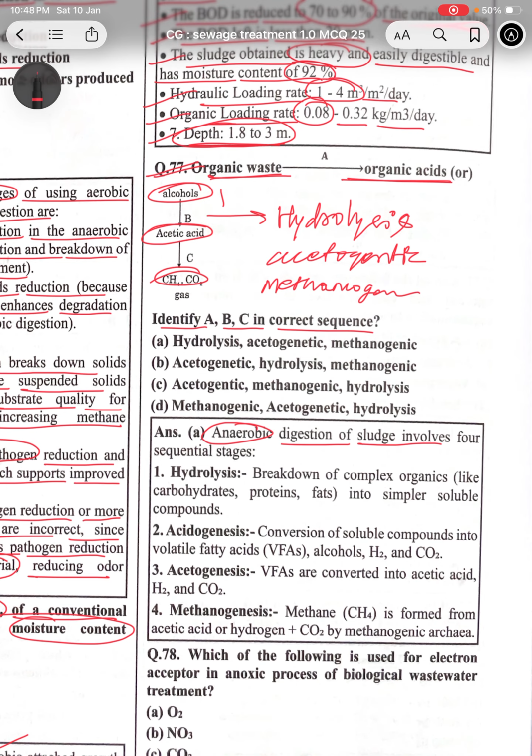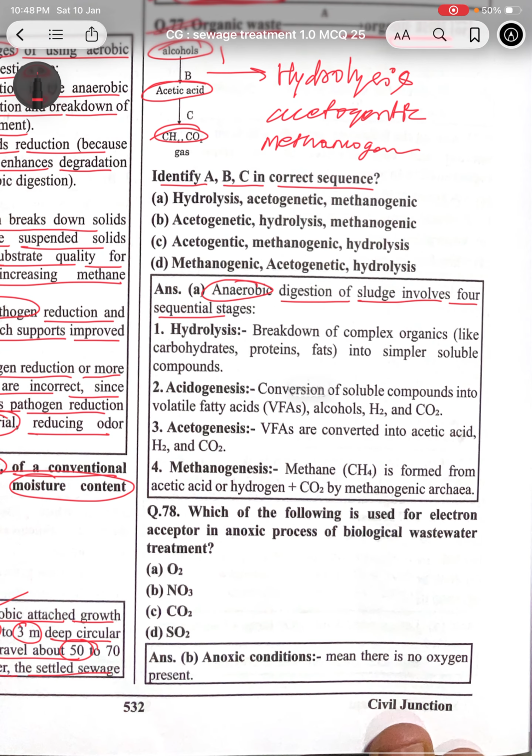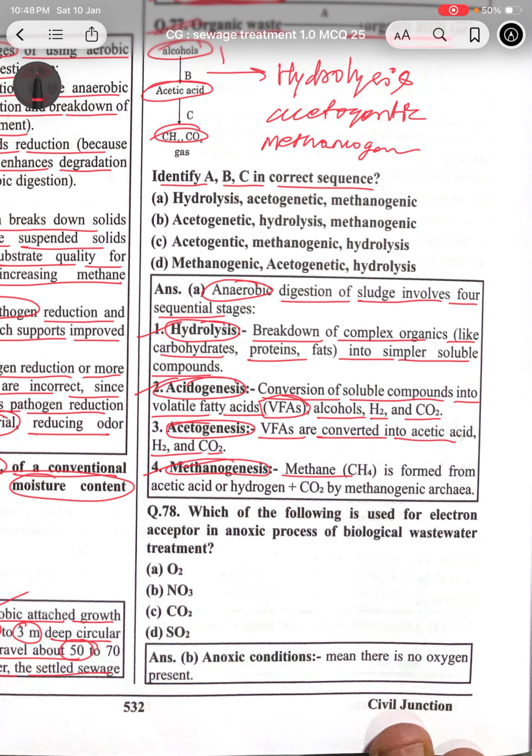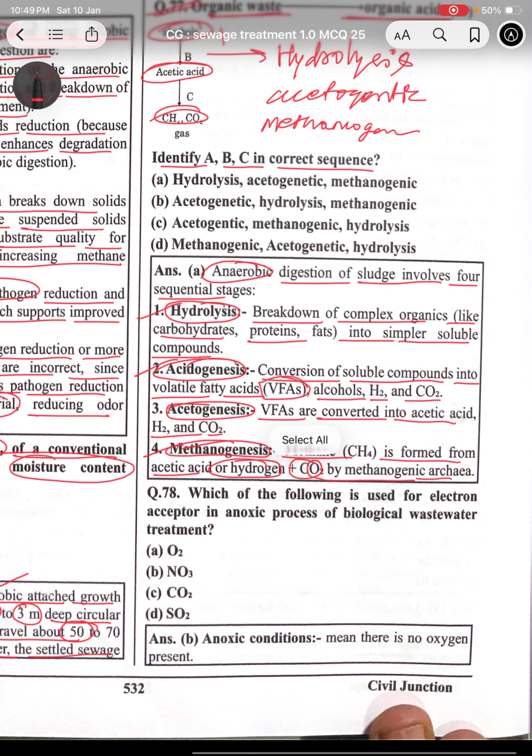Anaerobic digestion of sludge involves four sequential stages. First, hydrolysis: breakdown of complex organics like carbohydrates, proteins and fats into simple soluble compounds. Acidogenesis: conversion of the soluble compounds into volatile fatty acids, VFAs, alcohol, H2 and CO2. Acetogenesis: VFAs are converted into acetic acid, H2 and CO2. Methanogenesis: methane CH4 is formed from acetic acid, hydrogen and CO2 by the methanogenic archaea.